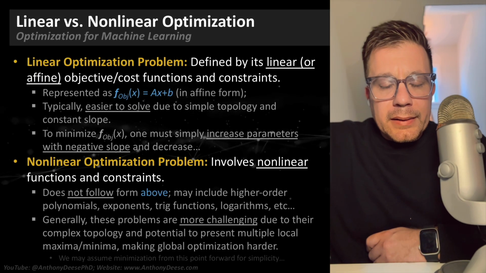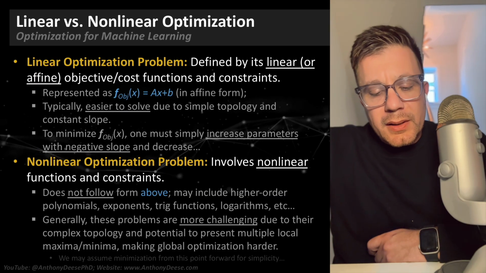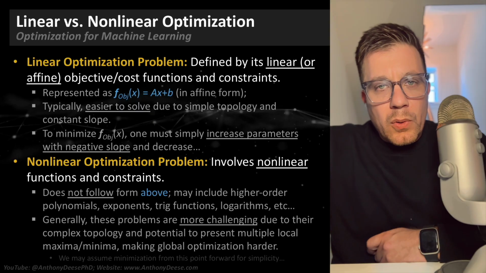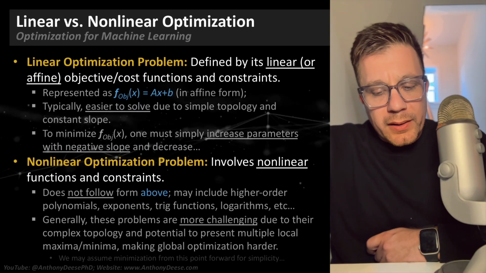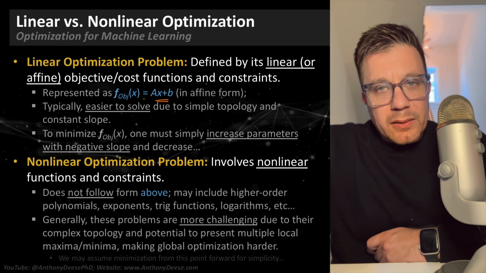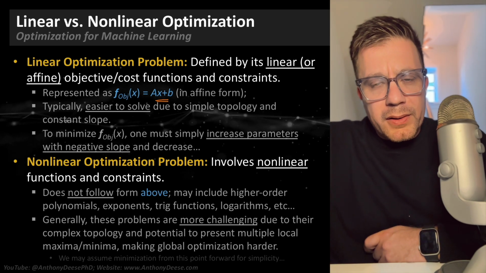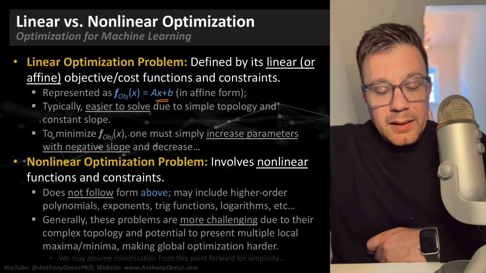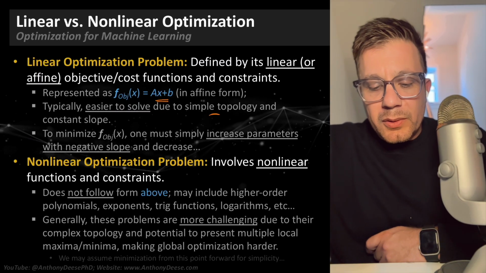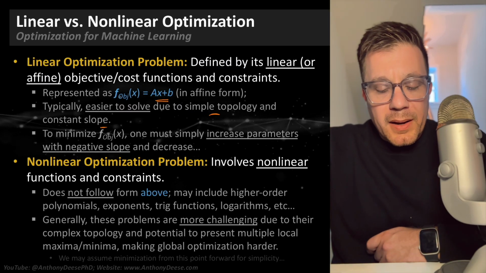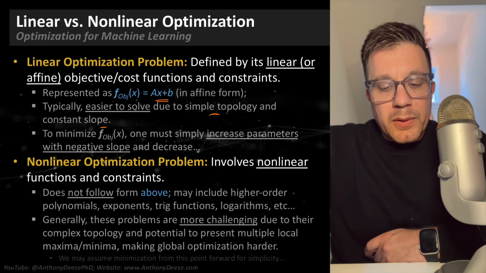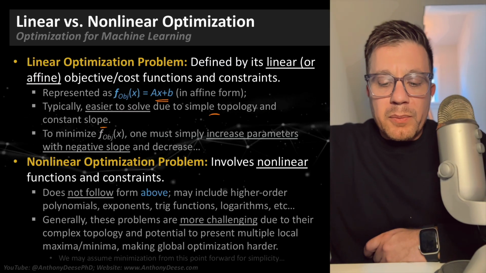Next, I want to compare linear and nonlinear optimization problems. A linear optimization problem, as the name suggests, is defined by its linear or affine objective function as well as constraints. Now, these are many times represented by a function that looks like this. The objective function is equal to ax plus b. We call this the affine form. And typically, these linear optimization problems are easier to solve due to their simple or relatively simple topology and constant slope. To minimize an objective function like as shown here, one must simply increase the parameters with negative slopes and decrease the parameters with positive slopes.